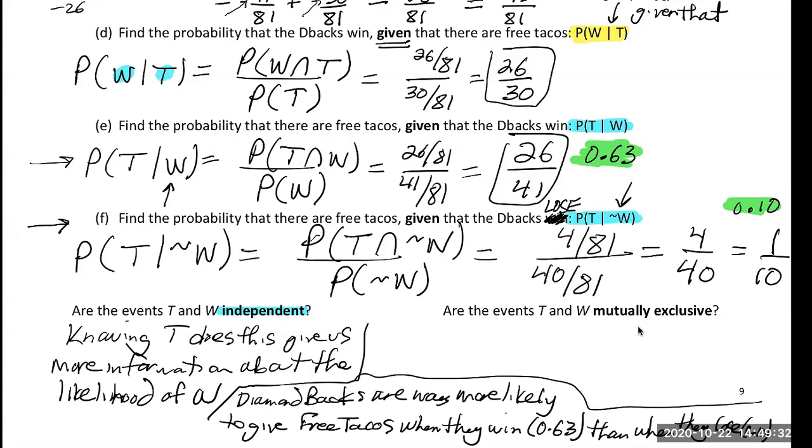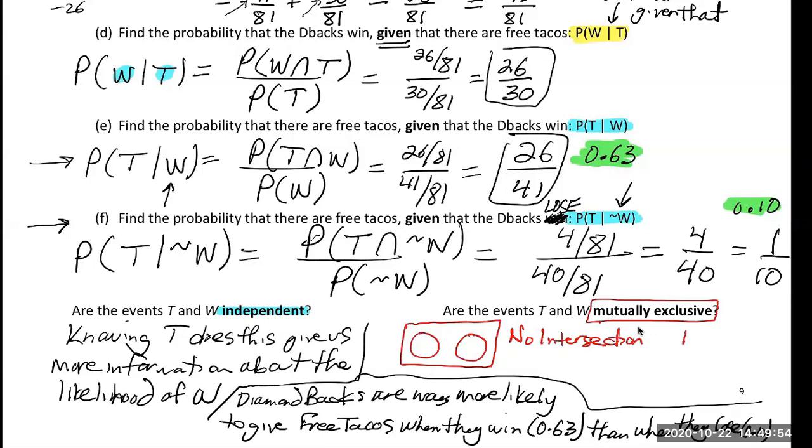And then one last term, mutually exclusive. Mutually exclusive events are two events that cannot both happen at the same time. So visually, mutually exclusive events would be a Venn diagram where there's no intersection. No overlap. So are T and W mutually exclusive? We'd say no, because the probability of T and W does not equal 0. If it equals 0, then they're mutually exclusive. If it doesn't equal 0, then they're not mutually exclusive.